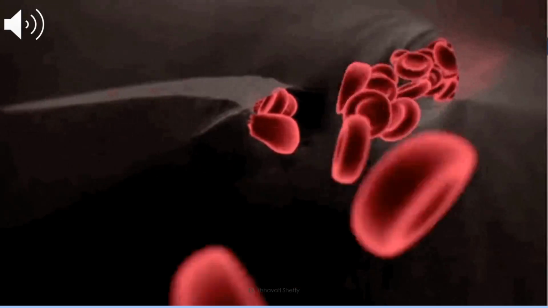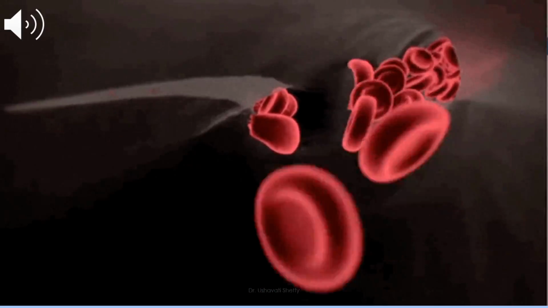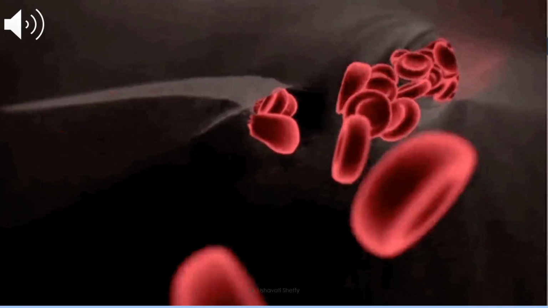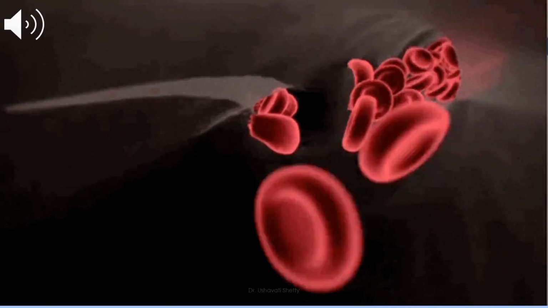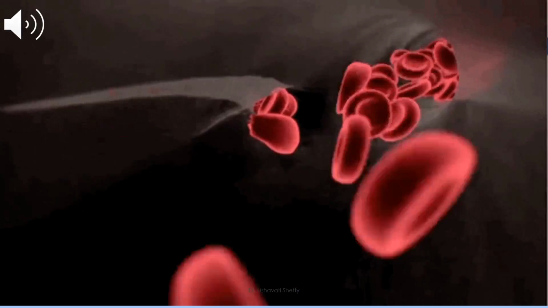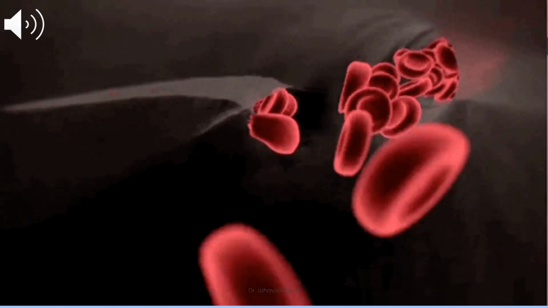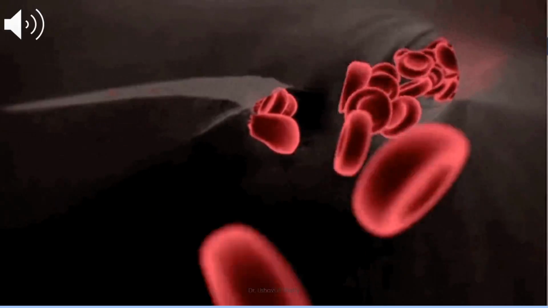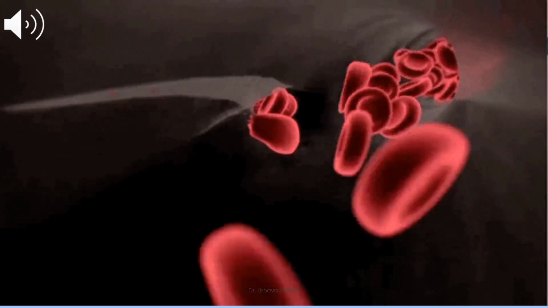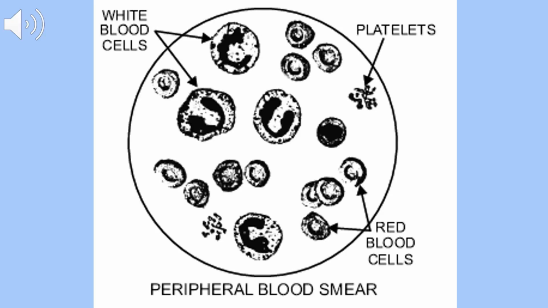Blood. It is a living and circulating connective tissue. Blood is composed of the liquid part called plasma and the cellular part called corpuscles. Plasma contains water, inorganic salts, and hormones. Blood cells are of three types: red blood cells, white blood cells, and platelets. What you can see right now on the screen is a diagram of a blood smear.